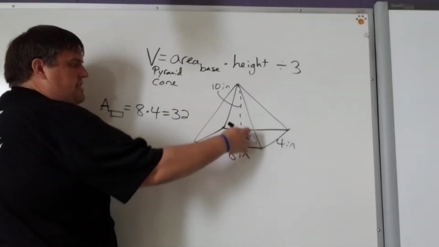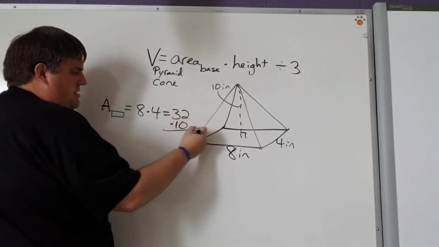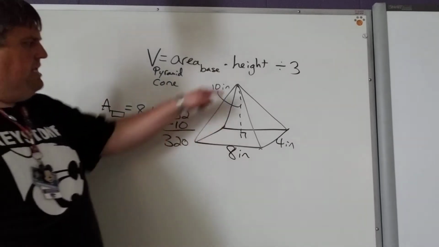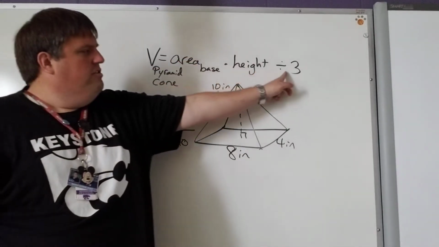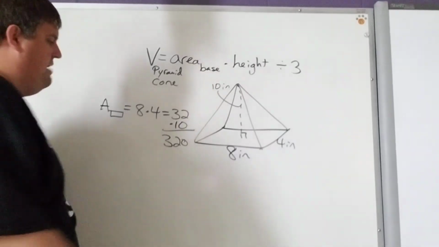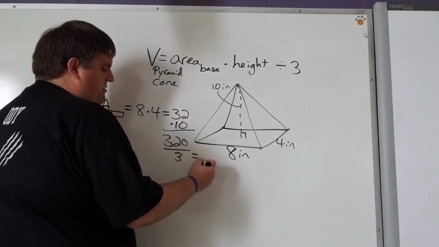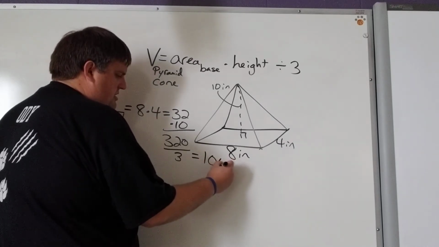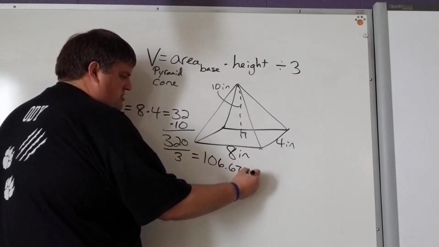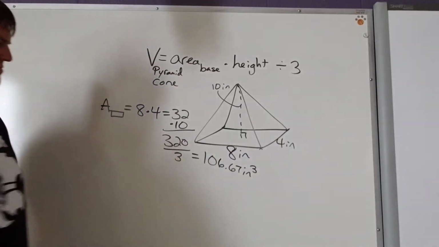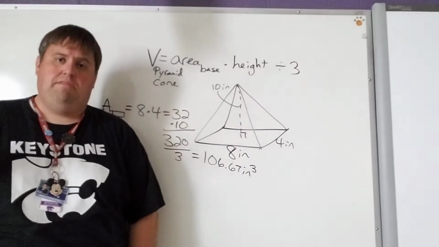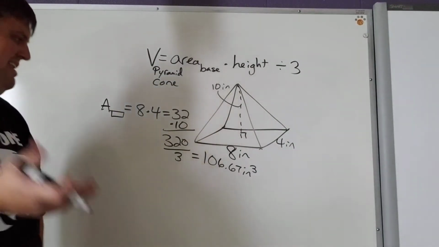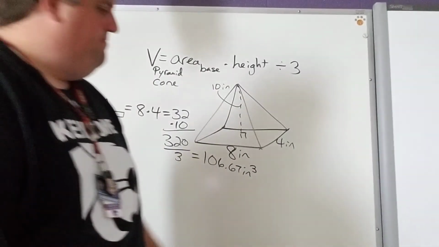Now the height is going to be 10. So it's 320. And then we would be done if it was last week, but now it goes to a point. So we need to do this special extra step, which is divide by 3. So when I divide it by 3, I'm going to get 106.67 inches cubed. That's it. So basically the same thing we did last week, only we are going to throw in that divide by 3 at the end if it goes to a point.